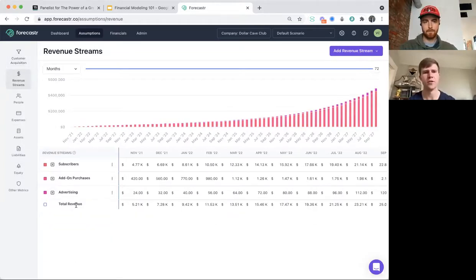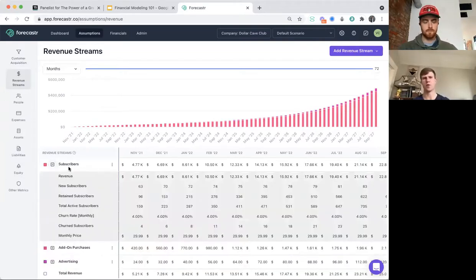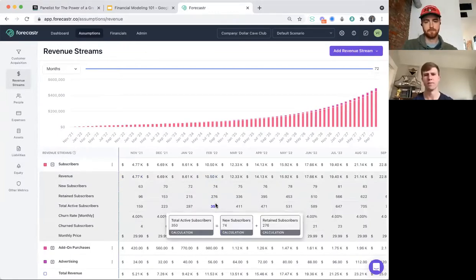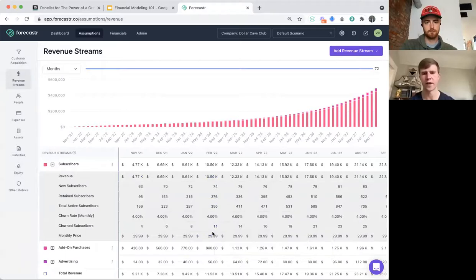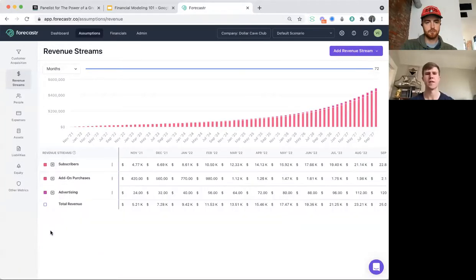If I go to my revenue streams, we can see all of the different ways that they're monetizing this. So you can see that revenue formula that we just went through on subscribers. All of that is outlined here. We've got some nice hover functionality that shows you how all of the calculations are working, but it's essentially that mathematical representation of that revenue formula. As we just read on the prompt, you've got the 3 different revenue streams. You've got subscribers, you've got add-on purchases, and then you've got advertising.